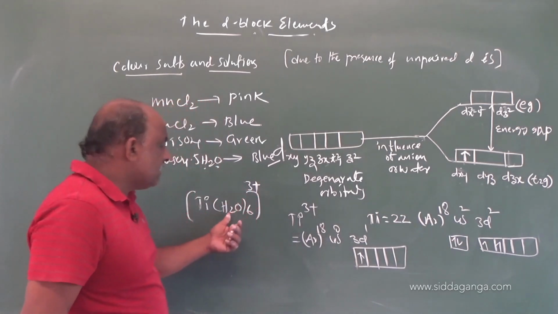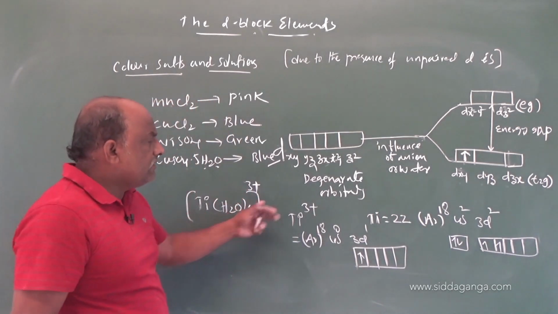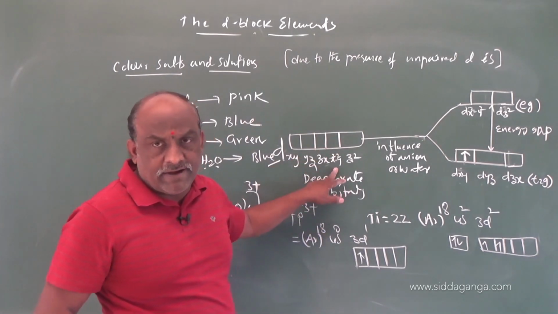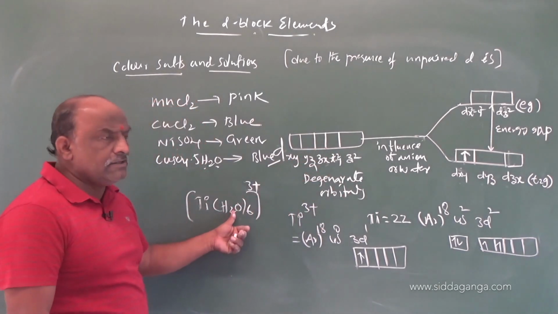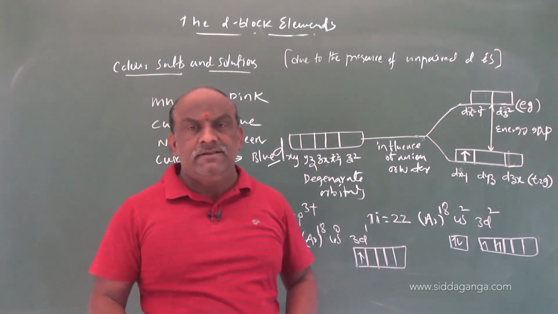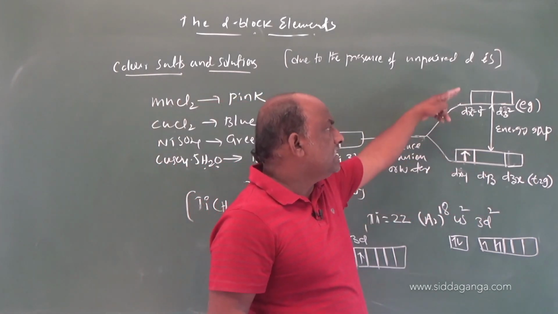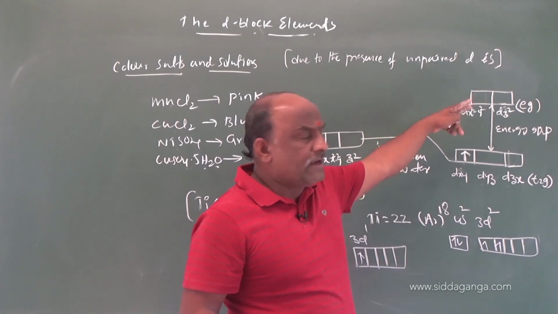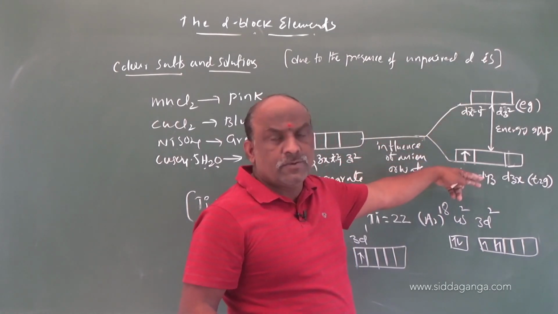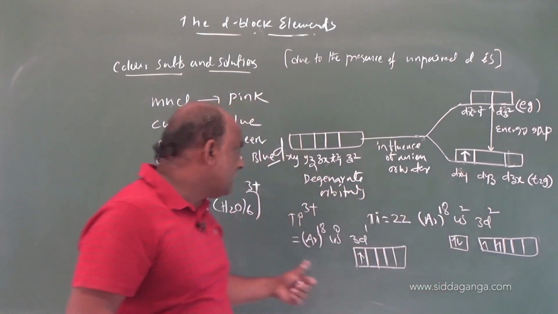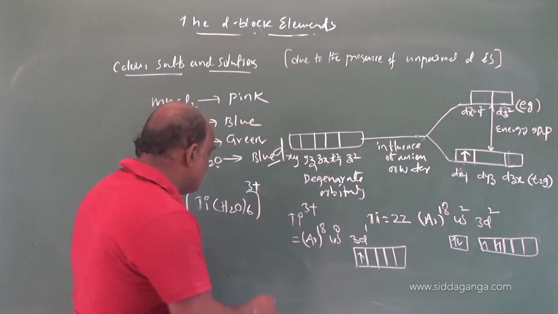If water was not there, all 5 d orbitals are degenerate. If water molecules are there, in this example water acts as a ligand, then splitting takes place. T2g orbitals go downwards, Eg orbitals occupy higher energy levels, T2g orbitals occupy lower energy levels, and in titanium 3 plus only 1 d electron is there.